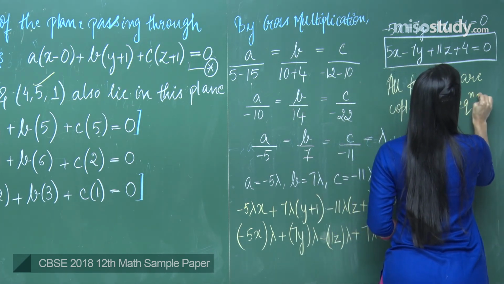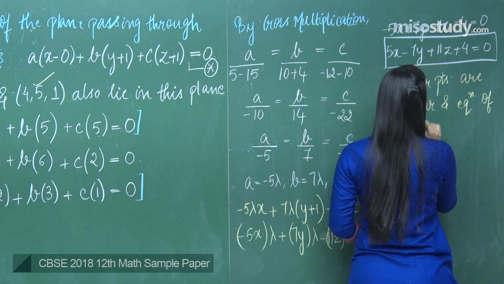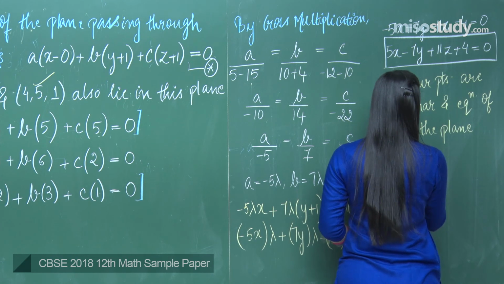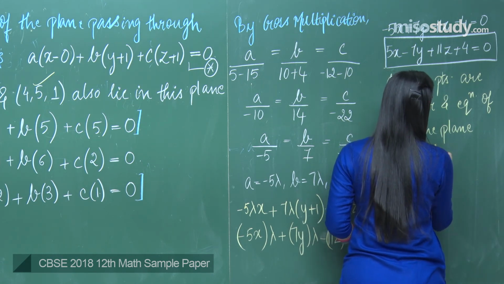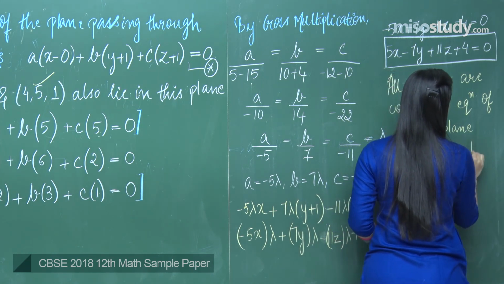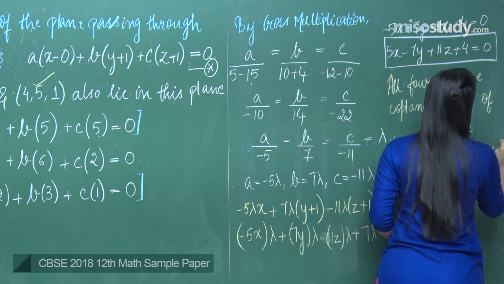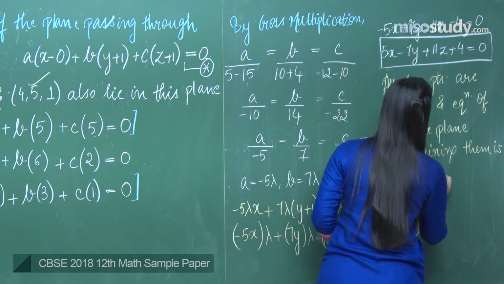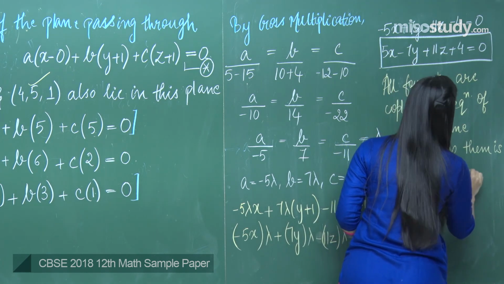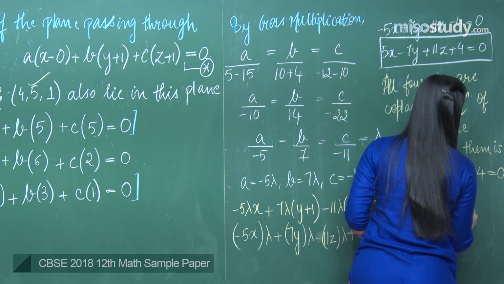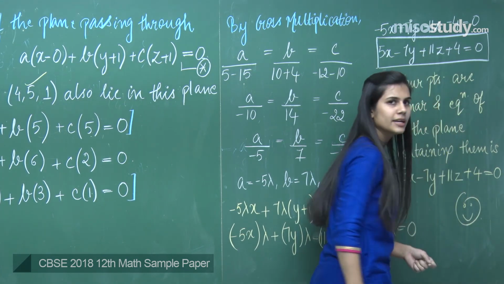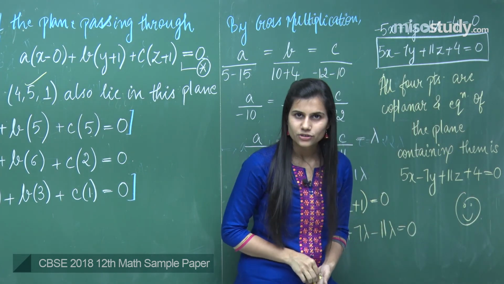An equation of the plane containing all of them is 5x minus 7y plus 11z plus 4 equals 0. And that completes my question.